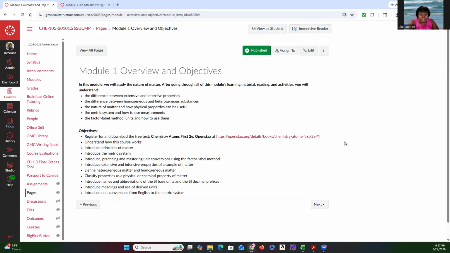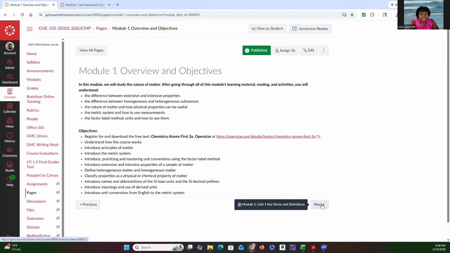You want to introduce principles of matter, introduce the metric system, introduce practicing and mastering unit conversions using the factor label method, introduce extensive and intensive properties of the sample of matter, define heterogeneous matter and homogeneous matter, classify properties as a physical or chemical property of matter, introduce names and abbreviations of the SI base units and the SI decimal prefixes, introduce meanings and use of derived units, and introduce unit conversions from English to the metric system.